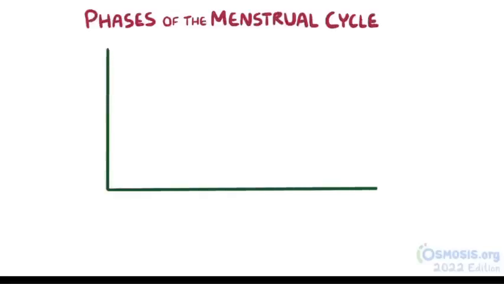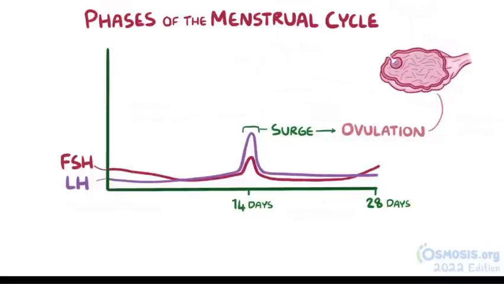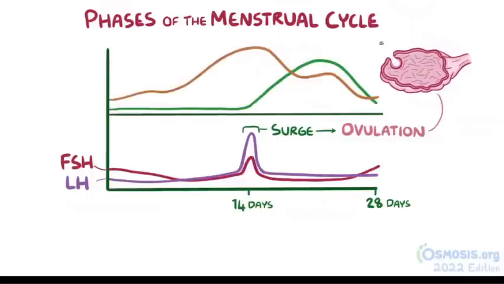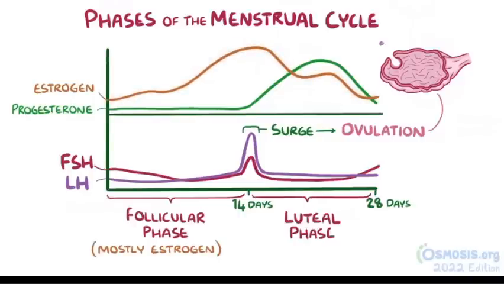The menstrual cycle lasts 28 days on average, and it's centered around a surge of FSH and LH happening on day 14, which makes ovulation possible. The variations in FSH and LH levels result in fluctuating levels of estrogen and progesterone that vary according to the phases of the menstrual cycle. The 2 weeks before ovulation are called the follicular phase, during which mostly estrogen is produced. The 2 weeks following ovulation are called the luteal phase, during which progesterone is the dominant hormone.